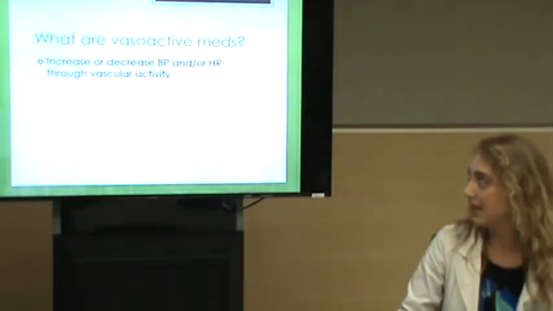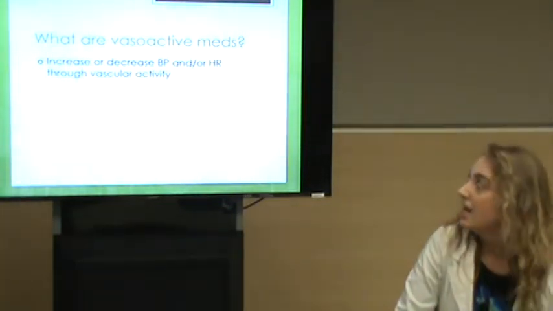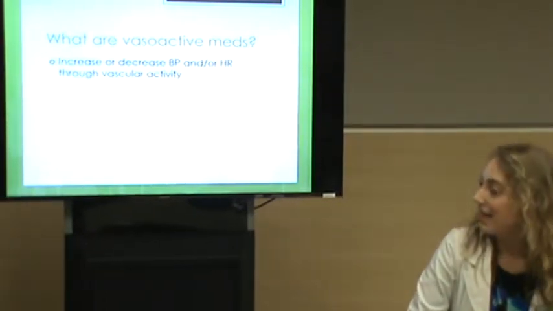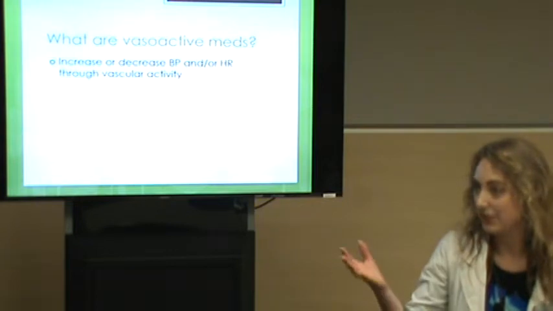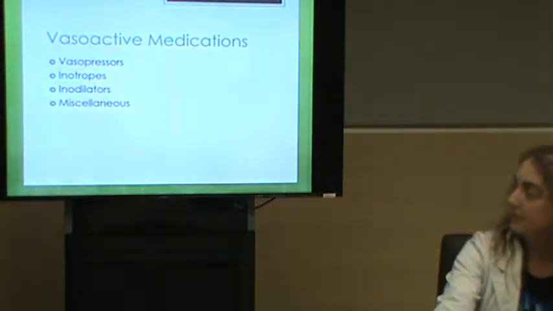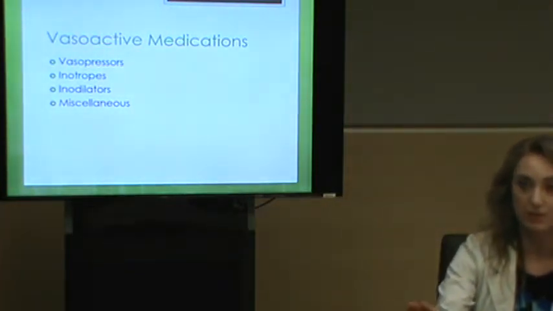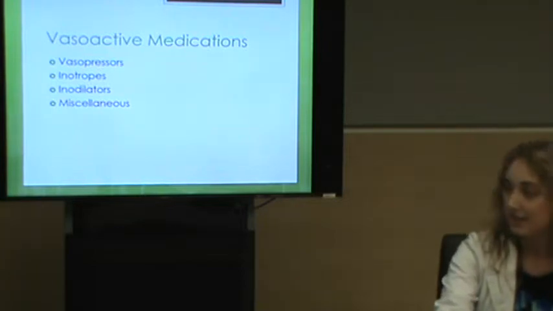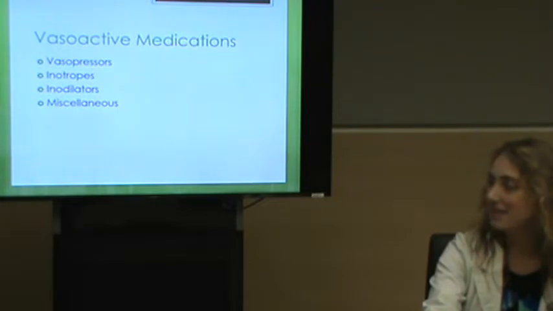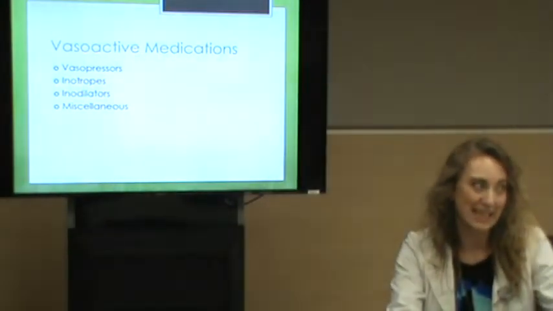So what are vasoactive medications? They're any medications or substances that are already inside the body that would increase or decrease your blood pressure or heart rate, and they act on the blood vessels, so that's the vascular activity. They fall pretty typically within three main categories. There's vasopressors, inotropes, and some medications will fall into both of those. Inodilators, where there's one medication that we'll refer to that falls into that category. And then there's a miscellaneous category for the medications that don't exactly fit neatly into any of these.